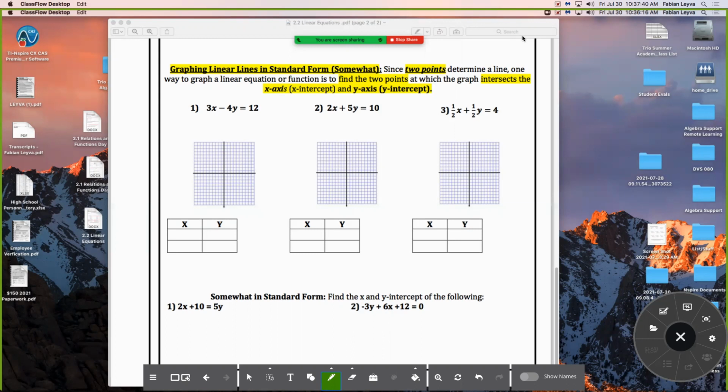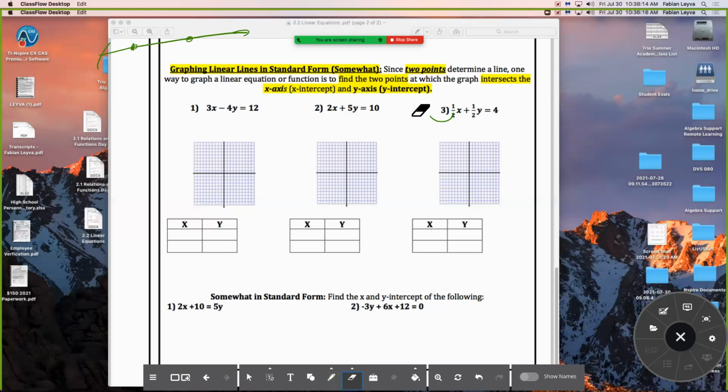Since 2 points determine a line, one way to graph a linear equation or a function is to find 2 points at which the graph intersects the x-axis and the y-axis. If we recognize an equation as linear, we know it's going to produce a straight line. All you need to draw a line are 2 points, because if you know 2 points on a line, all you have to do is draw the line across them, and that is exactly what we are going to do with graphing in standard form.